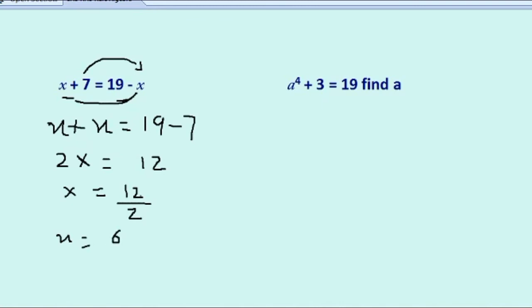2 times 6 is 12. So the value of x is 6. Let's check it. x plus 7, that is 6 plus 7, will be 13. 19 minus 6 is 13. Okay, understood this?